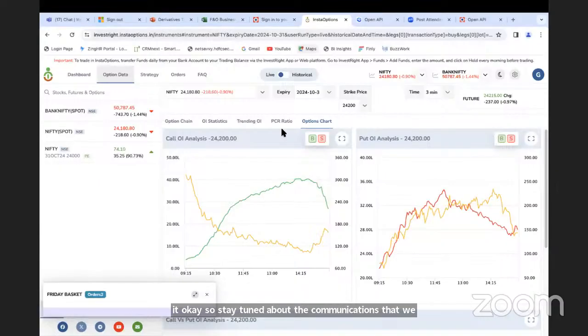Also, I'll come up with the option strategies as well. So right now I have two topics in hand: the future strategies and the option strategies as well.